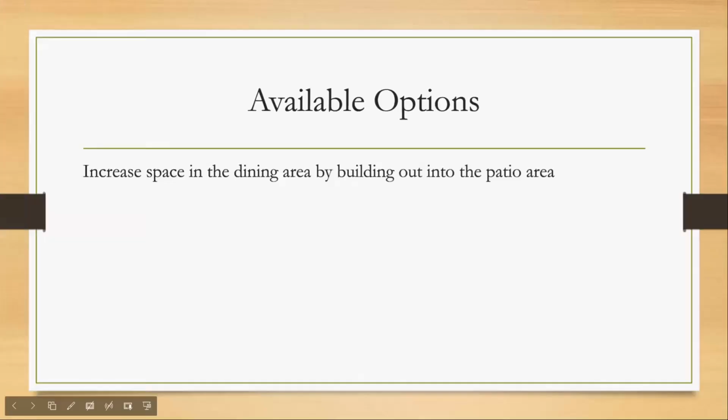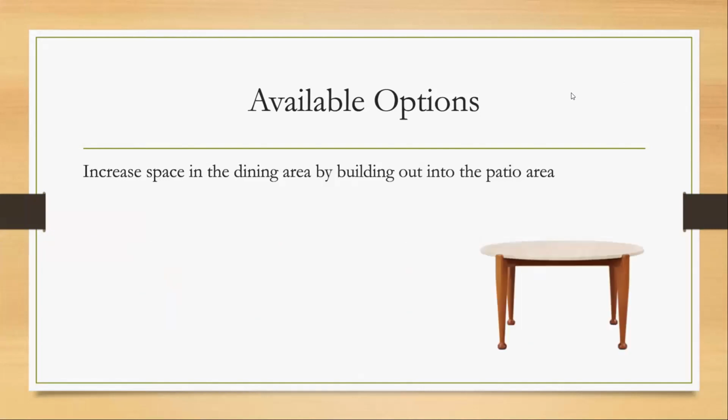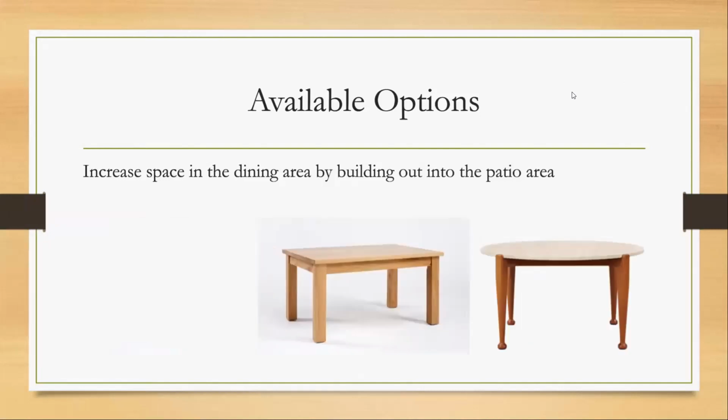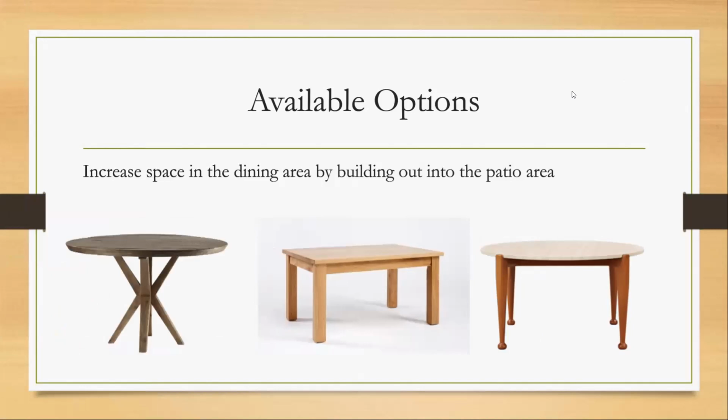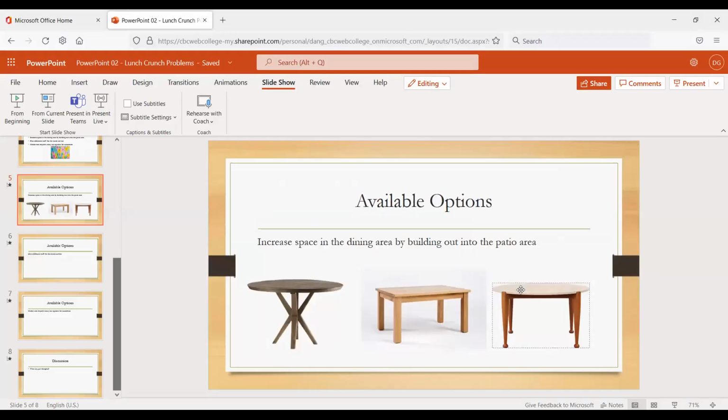And here we go. So there's my available options. Increase space in the dining area by building out in the patio area. I click with my mouse, comes to number 1. Click again, number 2. Click again, number 3. Okay. So that's the order they're in, 1, 2, 3.